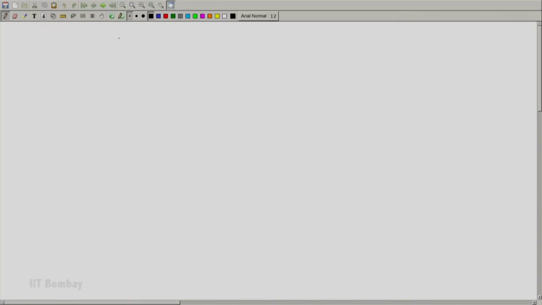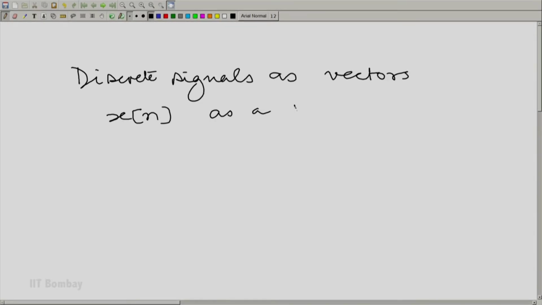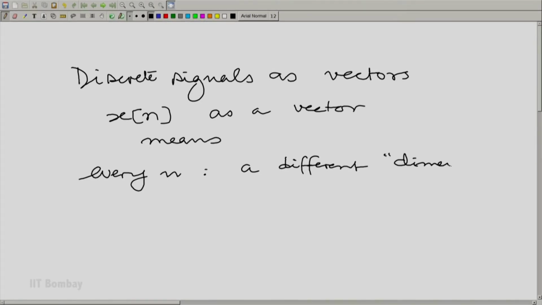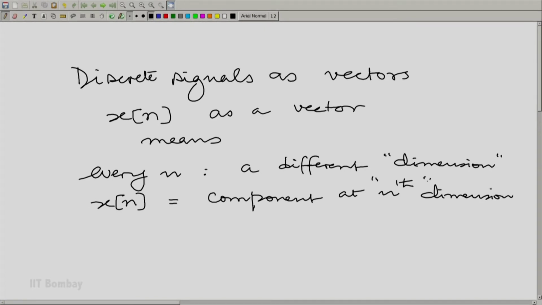Now, what did we do for discrete variable signals? We treated each value of the independent variable, or each integer, as a different dimension. So, let us make that clear, let us make that formal. Discrete signals as vectors: x[n] as a vector means every n is a different dimension, and x[n] is the component at the nth dimension. And in fact, now we can take one more step.